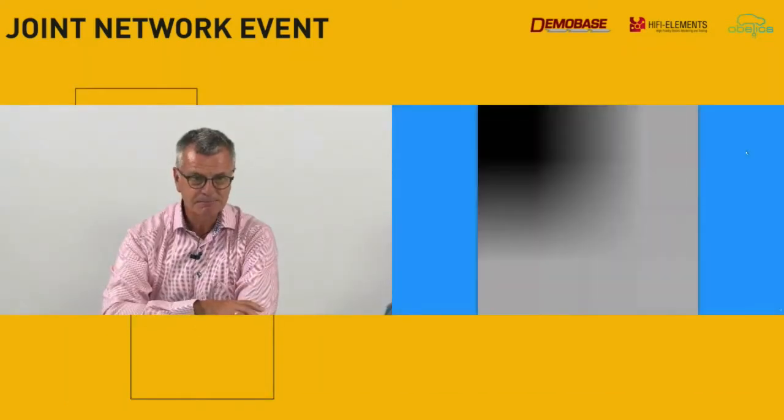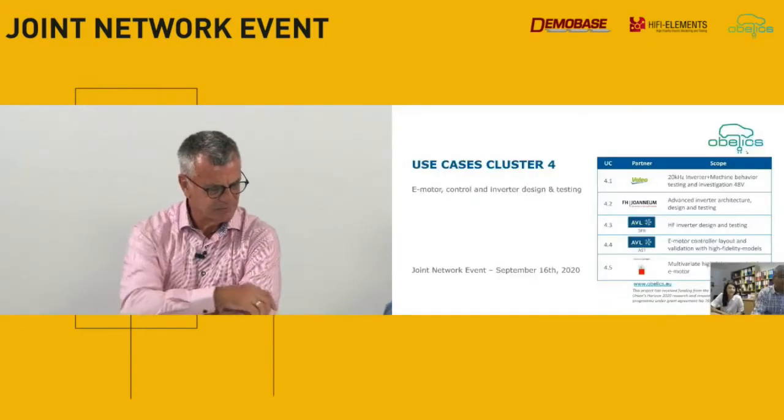Let's now move on to virtual booth G. Thorsten and Damian, we can start to get ready. Booth G, inverter and electric motor design and testing, part of OBELICS. If I'm right, we now have Raul, Aida, Thorsten, and Damian. Is that correct? Yes. Okay, who is first?